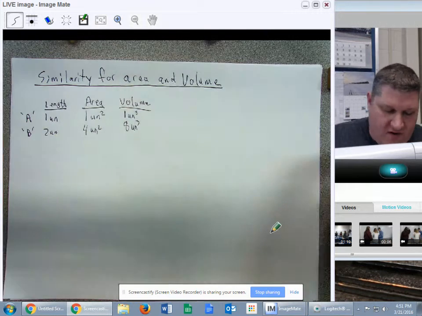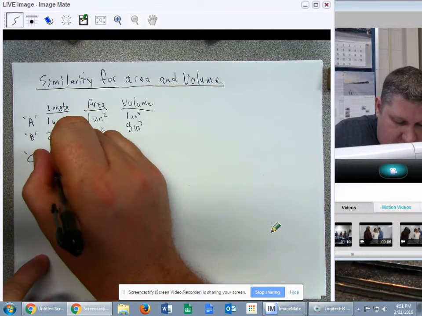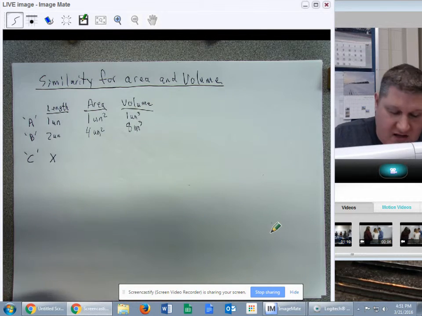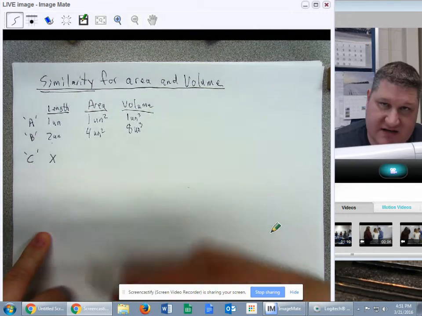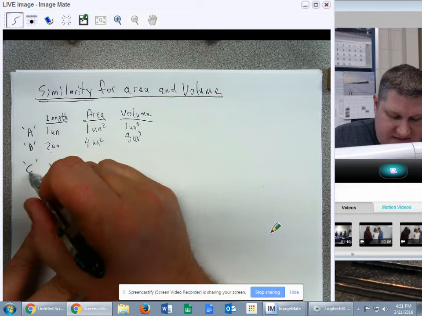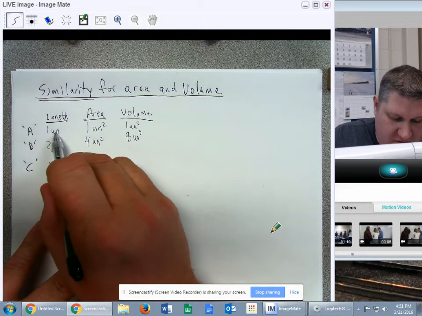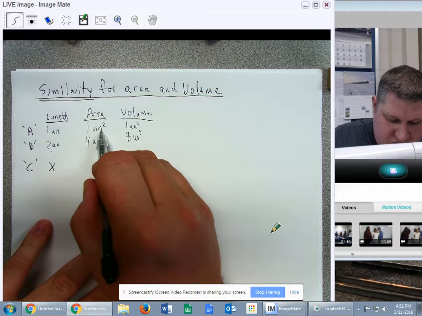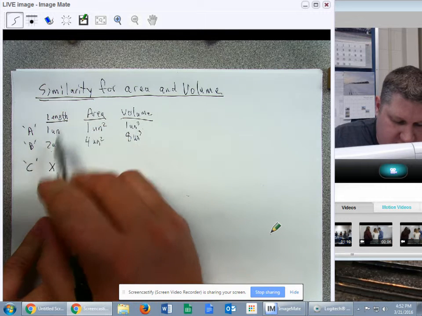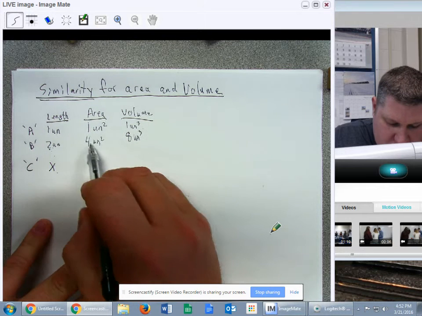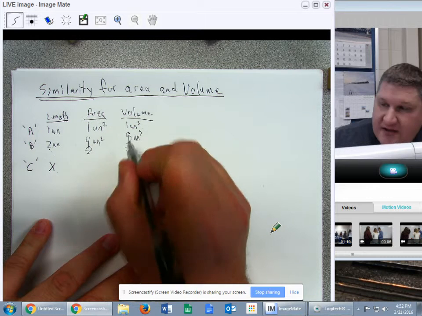Now, what if I have item C, and item C has a length of x? If item C is similar, meaning it has the same shape, not necessarily the same size, to both A and B, because we knew A and B were both cubes, we said that from here to here we squared, and from here to here we cubed. Did it make sense that it still worked? Here is 2. 2 squared is 4, and 2 cubed is 8.